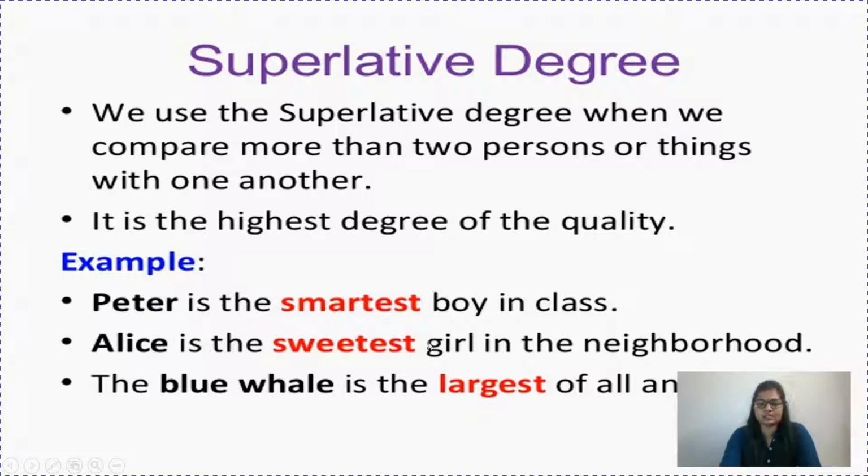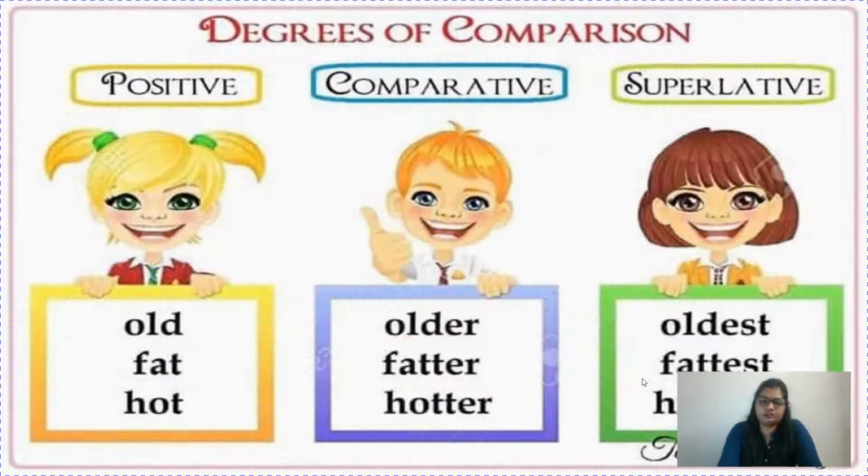Alice is the sweetest girl in the neighborhood. The blue whale is the largest of all animals. It means children, you know about so many animals in the world. So blue whale is the largest. We are comparing all the animals. Fine. Now let us see a few more examples. So first we will learn positive, comparative and superlative.